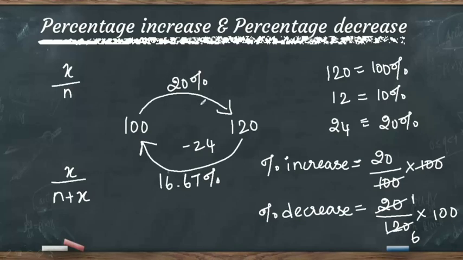How does 20% be represented as a fraction? It can be represented as 1 by 5, where x represents 1 and n represents 5. Just replace the value of x in here. x is 1 and n plus x is 6, which gives you 16.67%. So either you can go with a conventional method or you can go with a shortcut. Both leave you with the same answer.